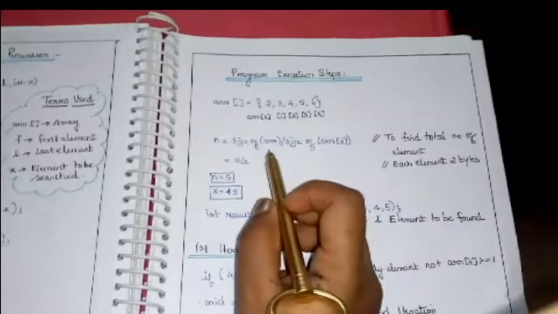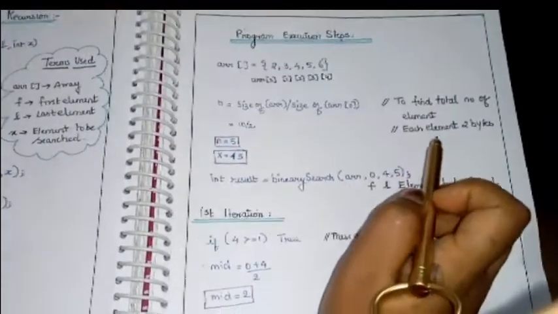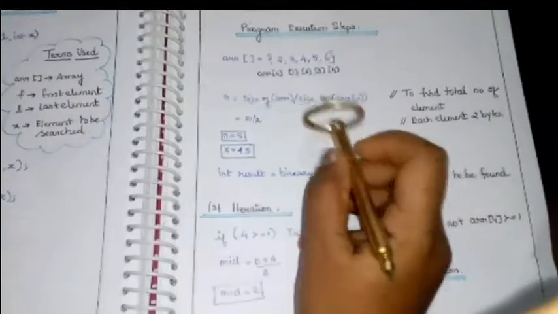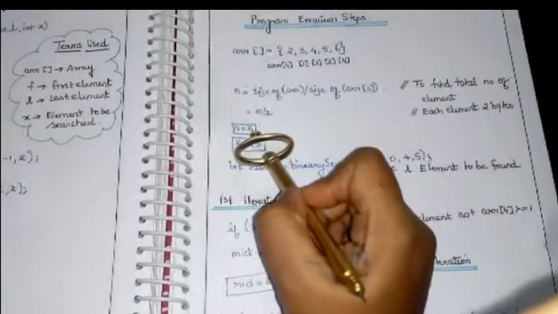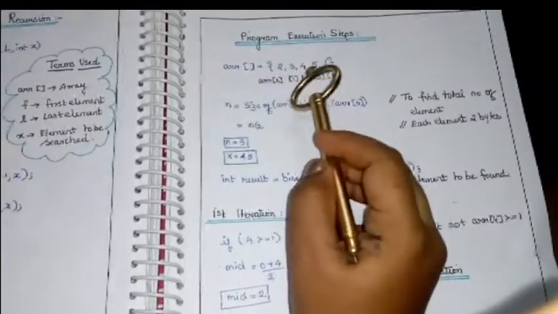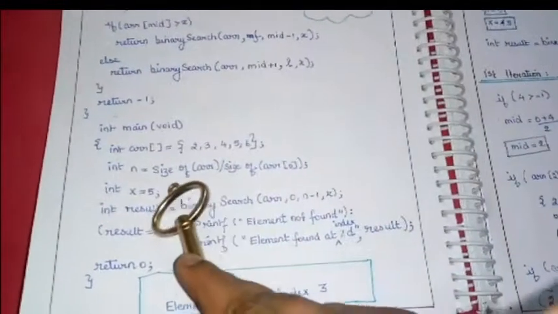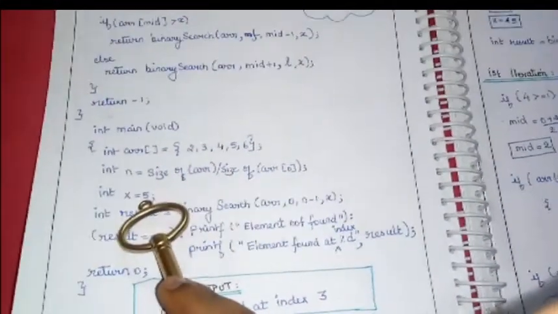Why am I dividing like this? Because to find the total number of elements. This is one of the ways to find the total number of elements in an array. So I have found there are 5 elements in this array and my search element is 5. We'll move on here. The next step is x is equal to 5, which is my search element.